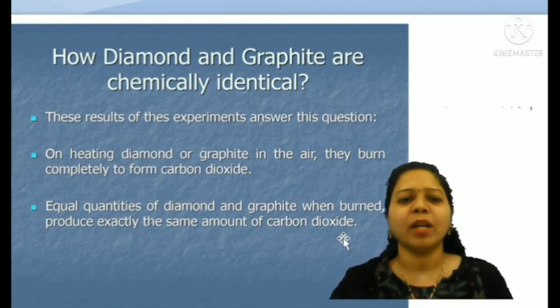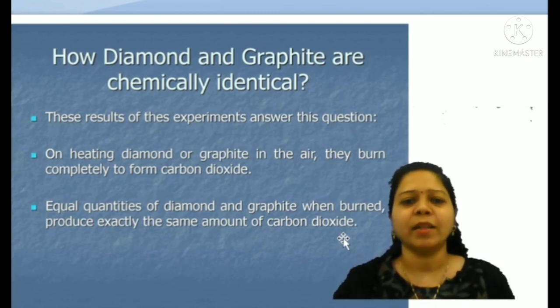See, when we are burning both diamond and graphite in the air, they burn completely to form carbon dioxide. And when we burn equal amounts of diamond and graphite, they both give equal amounts of carbon dioxide. And this shows that diamond and graphite both are chemically identical with each other. This is all about the allotropes of carbon.